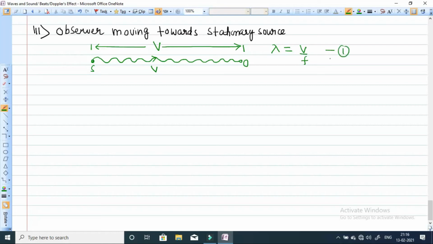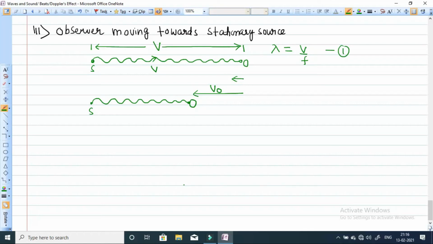But the second case is, now here is the source. Source is just emitting the same number of waves, f number of waves, but this observer, now it is moving. So this is the new position of the observer. Okay. So how much distance will be traveled by this observer? Suppose in 1 second, it will be equal to V naught. So this is the case now.